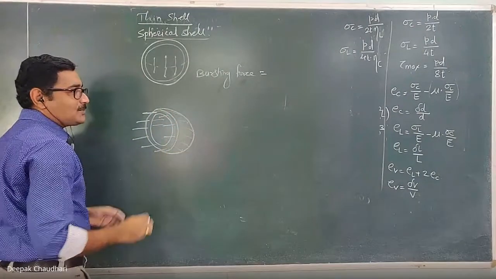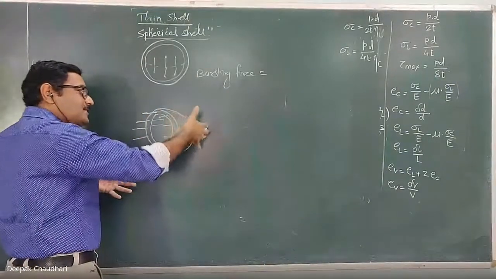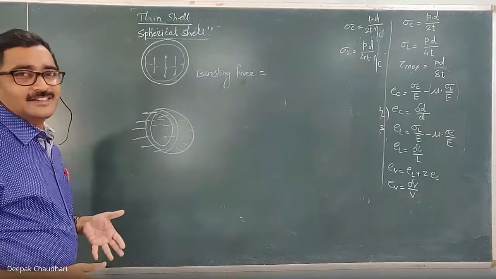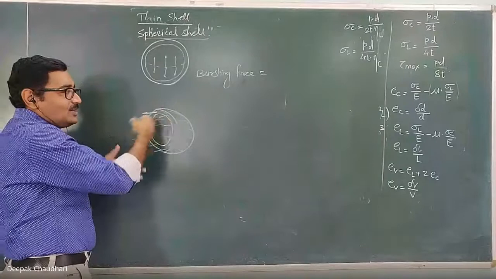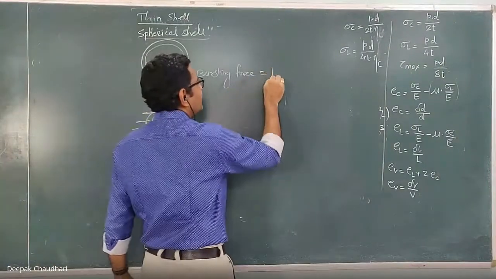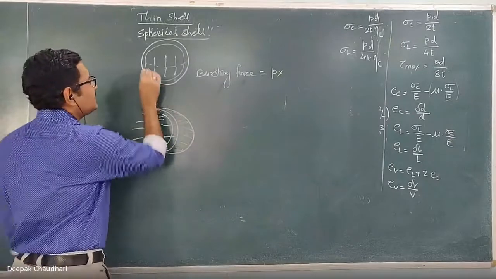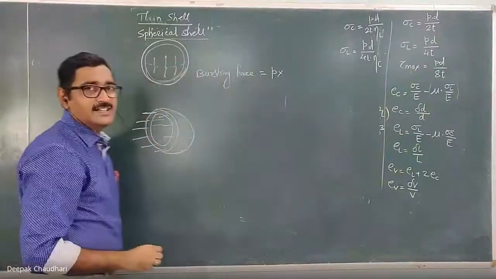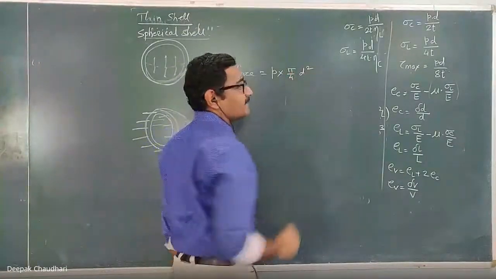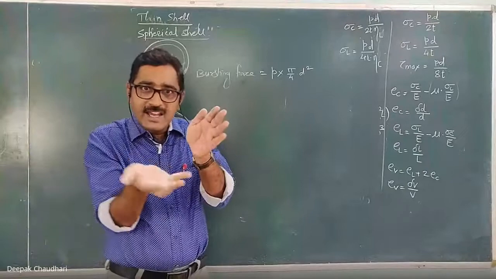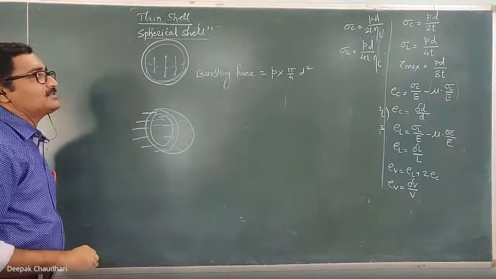But I told you that to calculate the bursting force because of the pressure, instead of considering the curved surface, we have to consider the projected area. So the bursting force is equal to the intensity of pressure into this projected area on the vertical surface. So it is pi by 4 into d square. The curved surface area is projected on the vertical plane. So it is pi by 4 into d square. This is the bursting force.